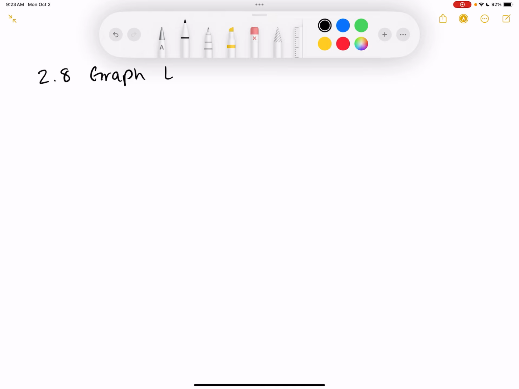2.8, graph linear inequalities in two variables.